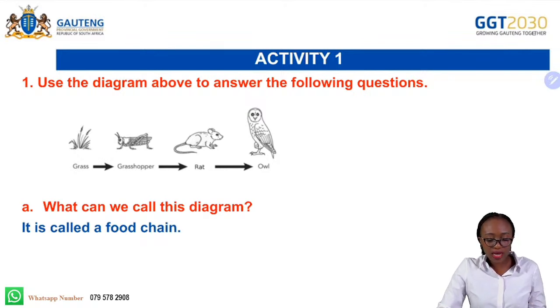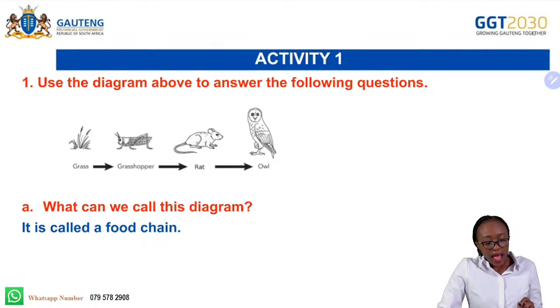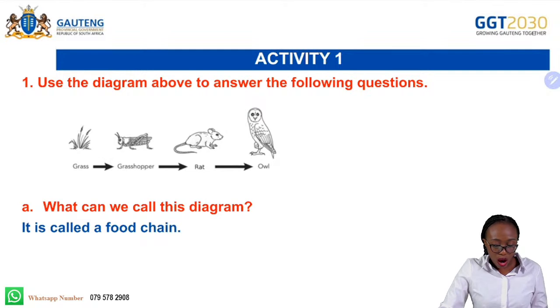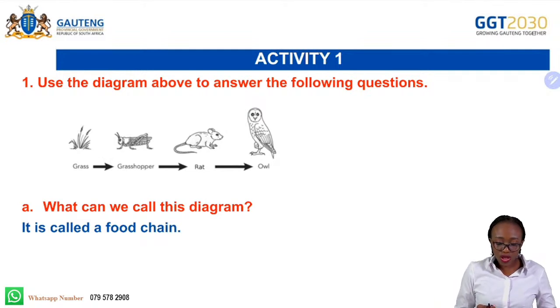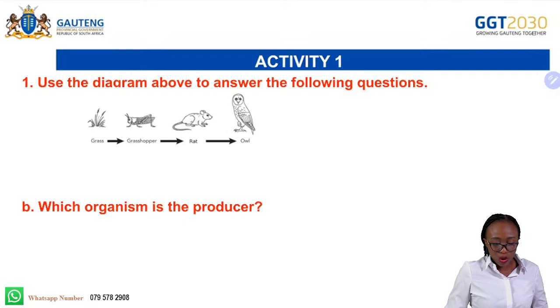Why? It is showing us the feeding relationships between animals that live in possibly one ecosystem, and it is also showing us the flow of energy from one organism to the next, and to the third, and also to the fourth. So this is a food chain. It shows the direction of flow of energy amongst the organisms in a community.